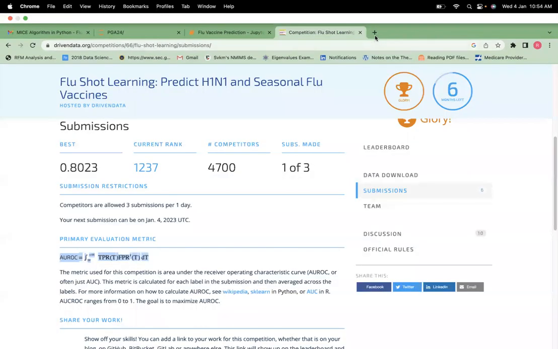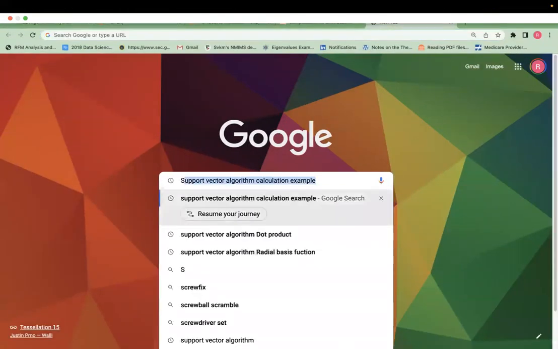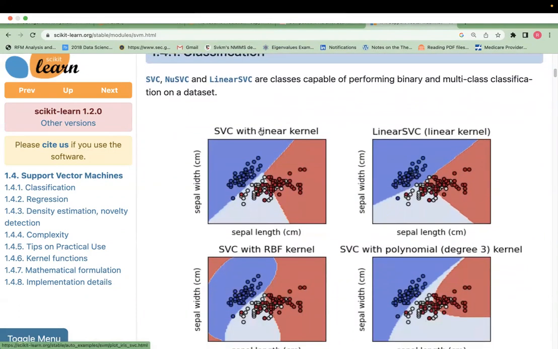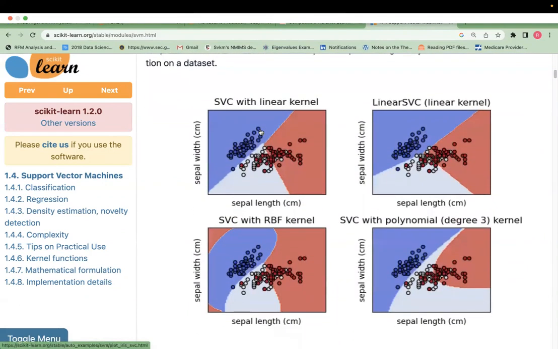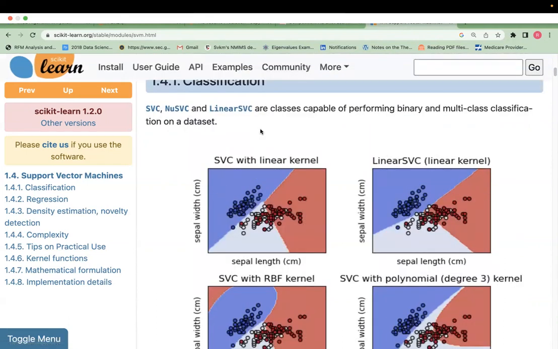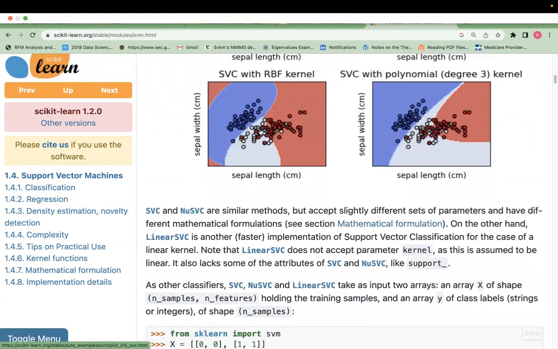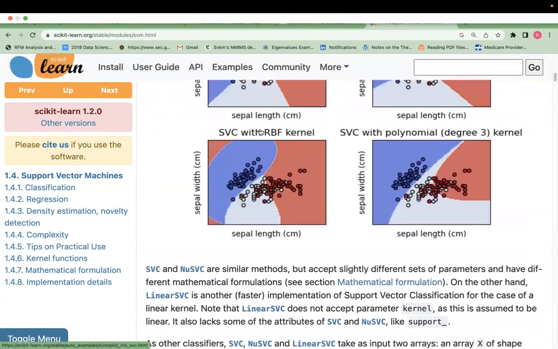Now, if you look at support vector machines in Python, we have SVC, the support vector classifier, NuSVC, and LinearSVC. All these three handle both binary as well as multi-class classification. So SVC will work on binary classification as well as multinomial classification, that means more than two classes. SVC and NuSVC are similar methods.